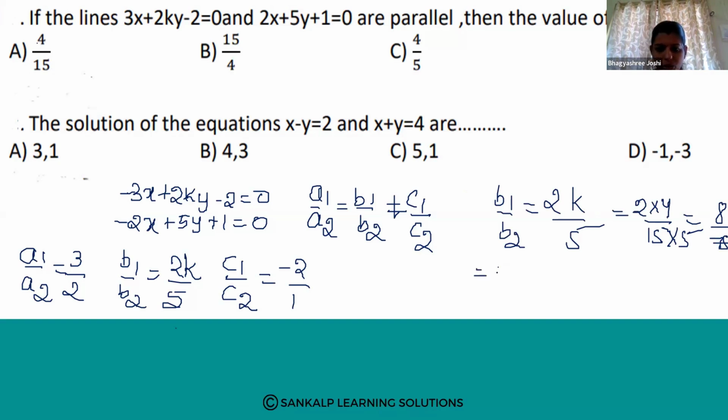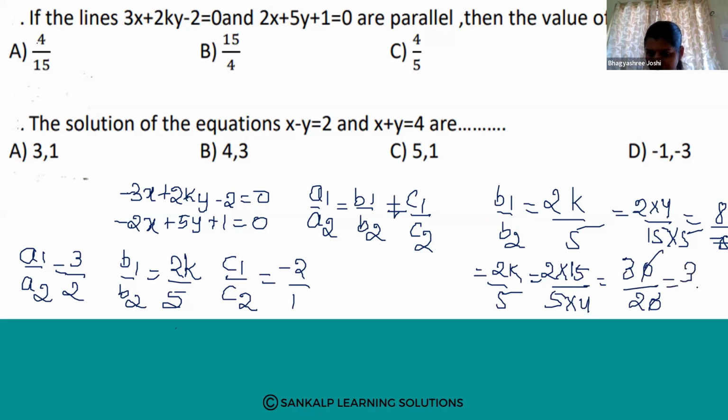Next, 2k divided by 5 is equal to, next option is 15 divided by 4. 2 into 15 divided by 5 into 4. So 15 2s are 30 and 5 4s are 20. So 0 0 will get cancelled. I will get 3 divided by 2. So this only I want, 3 divided by 2. When you substitute 15 divided by 4 in place of k, then you will get 3 divided by 2. That only I want. So option B is right.